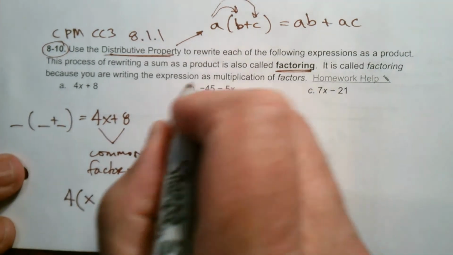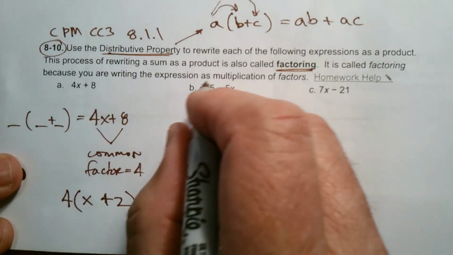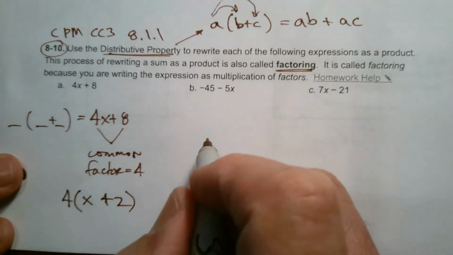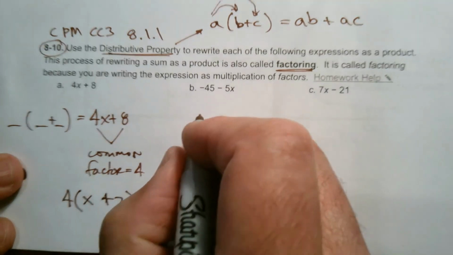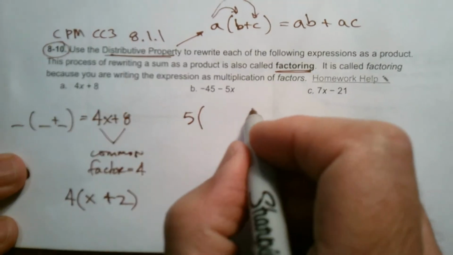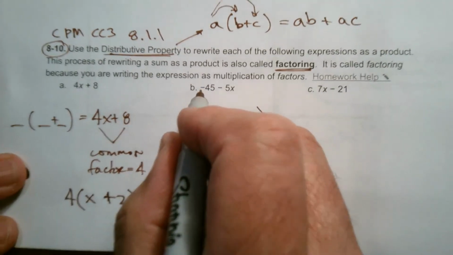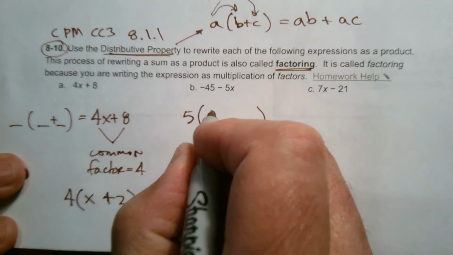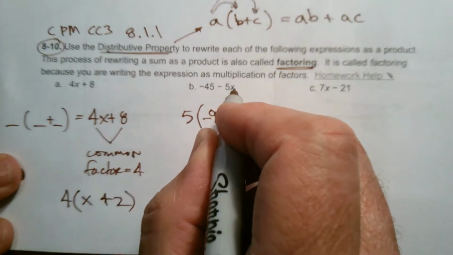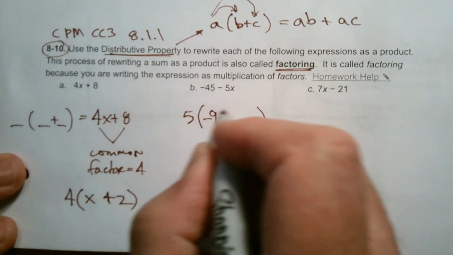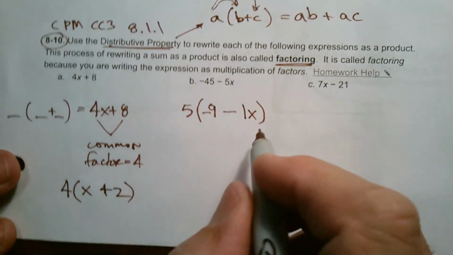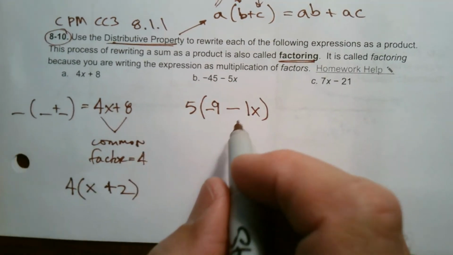Okay, so if we look at the next one, again, what number could I factor out? What goes into 45 and 5? Well, 5 does. So I could say that could be 5. And when I take a 5 out, what would be left in there? Well, negative 45 divided by 5 is negative 9. And then this 5 goes into the 5x, so it would be a 1x, so minus 1x, or just x. So that's one way of factoring.